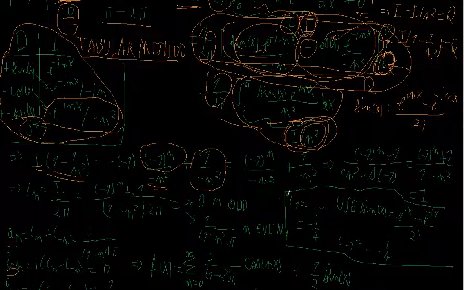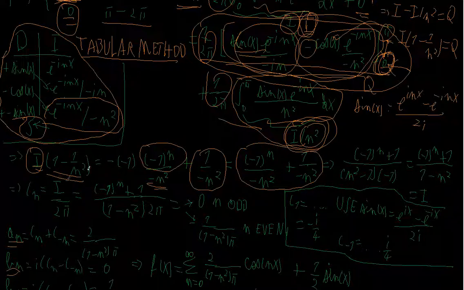Now we can rewrite it, so we get negative 1 to the nth power over negative n squared plus 1 over negative n squared. And so now we know that our original integral times this 1 minus 1 over n squared is equal to this result here. So we can divide the whole thing by 1 minus 1 over n squared to get our original integral.